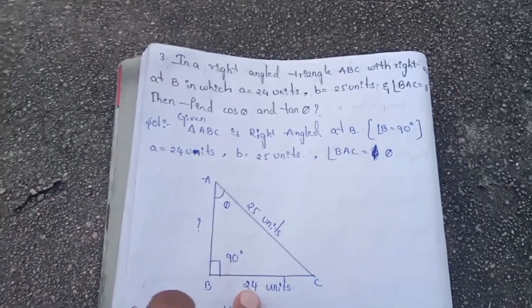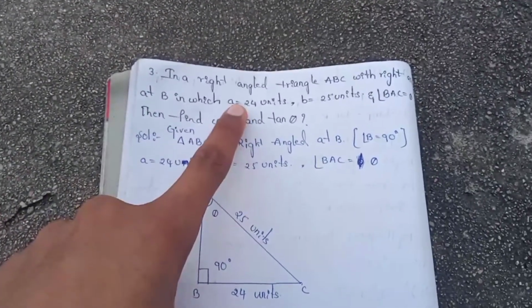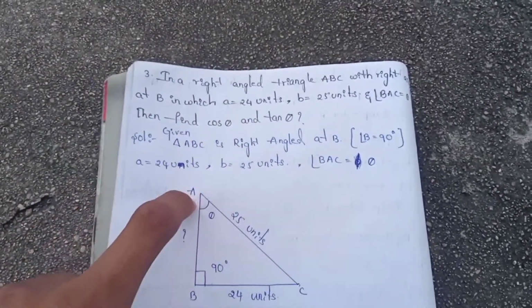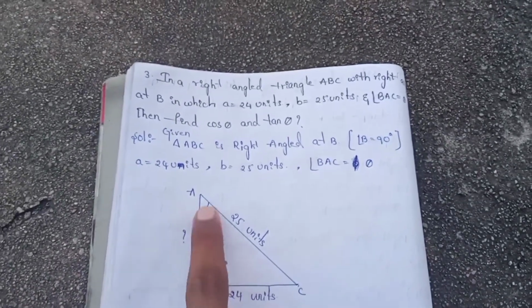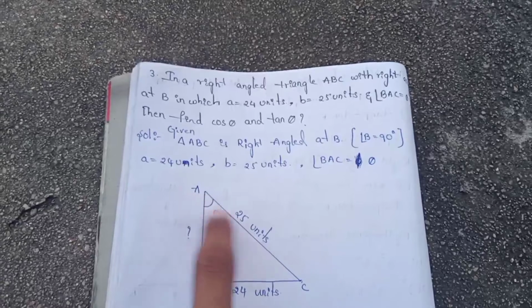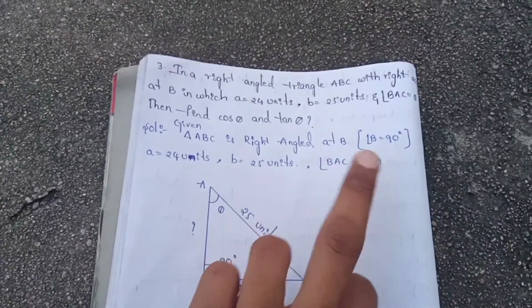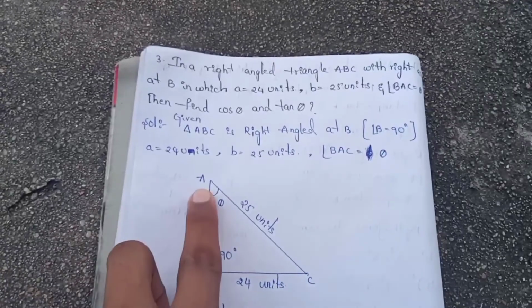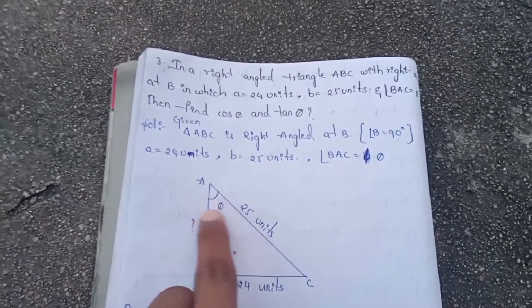See, why should we write 24 units here only? What is given here? A is equal to 24 units. What is the opposite to A? BC. We have to write 24 units here. This is the biggest side, so we have to write 25 units here. And BAC is equal to theta. Angle BAC means this angle. A means theta, so we have to write theta here.